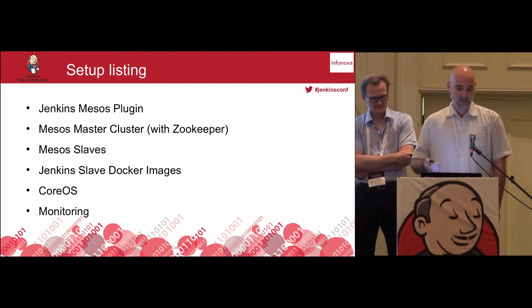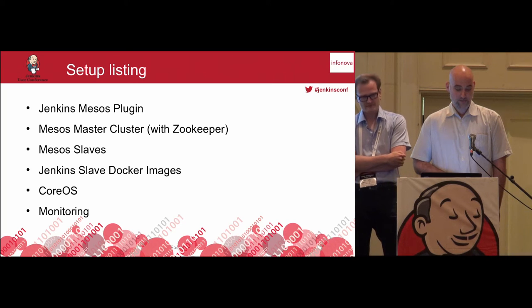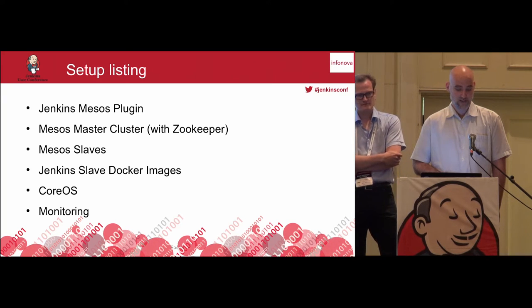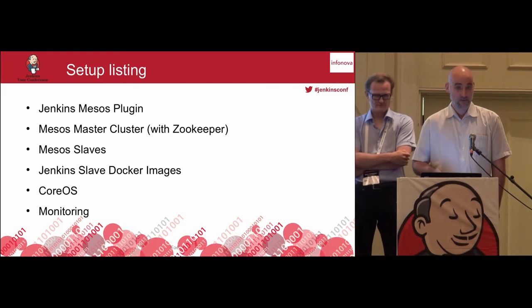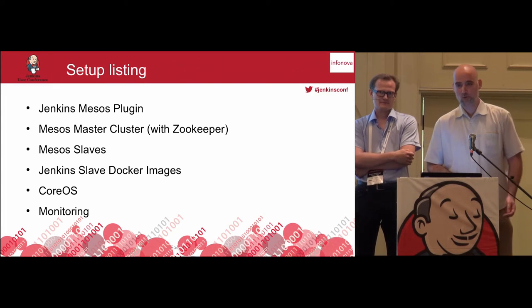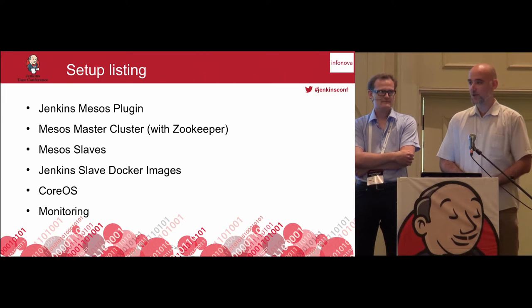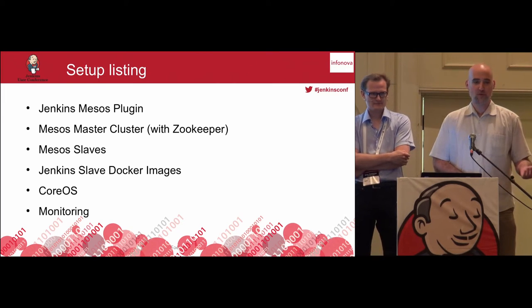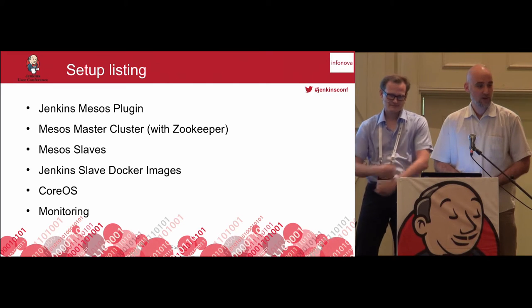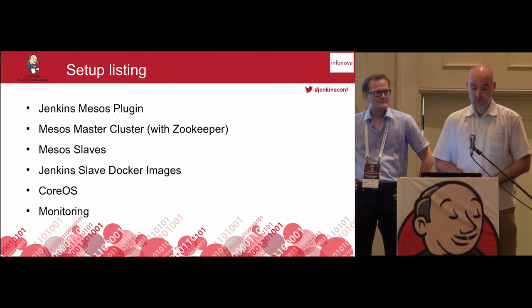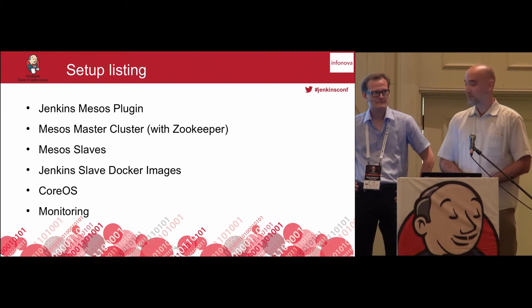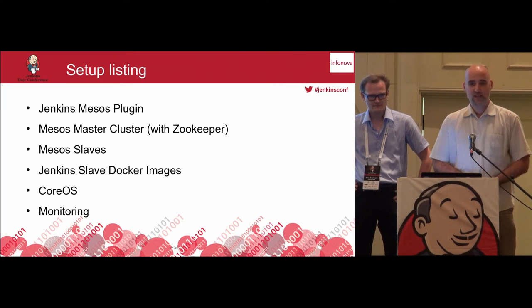Our Mesos slaves, as I said, are also realized as Docker containers. The same is true for the Jenkins slaves. We decided to use CoreOS as a lightweight operating system to host our Docker containers, as it provides us with a mature upgrade mechanism and has a stable upstream. And we figured out that we need some proper monitoring for our Jenkins slaves to give us the possibility for real capacity planning and to report the usage of the projects on our infrastructure.